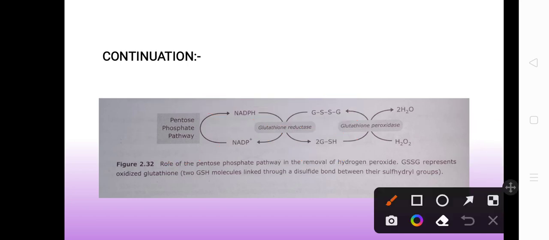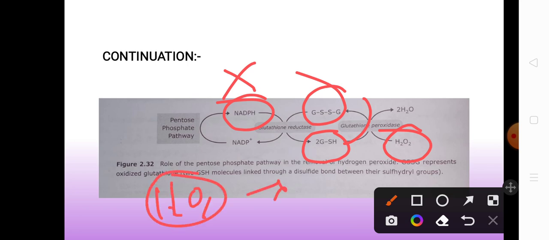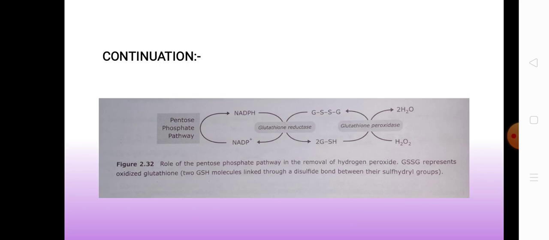If NADPH is not produced, then after donating electrons, the oxidized glutathione will not be converted back into the reduced form of glutathione, and as a result, further H2O2 if produced in the cell will not be converted into H2O, right? And as a result, it will facilitate premature cell lysis and hemolytic anemia, right? So how important NADPH is, you can understand. Now we are going to revise this once again.